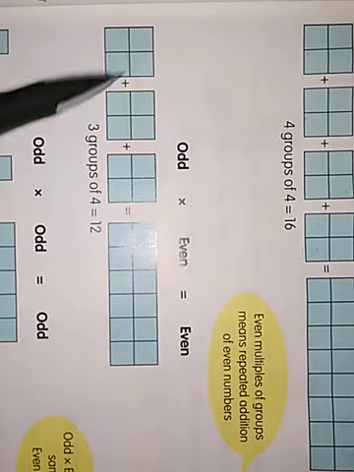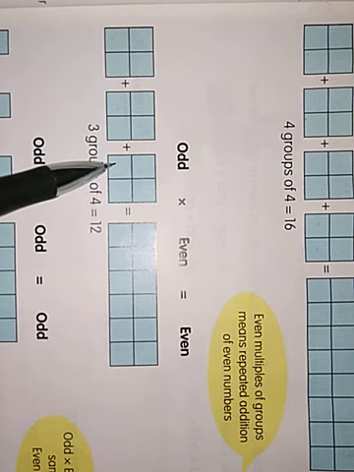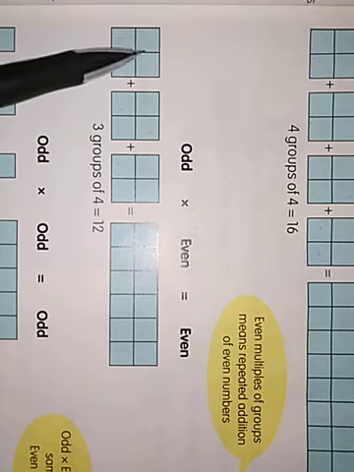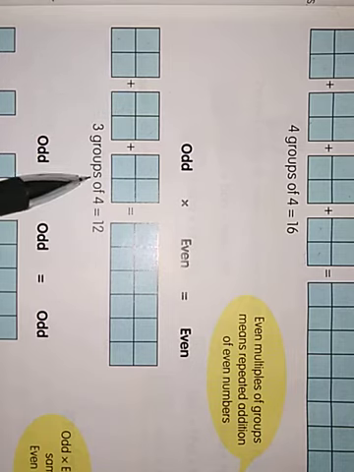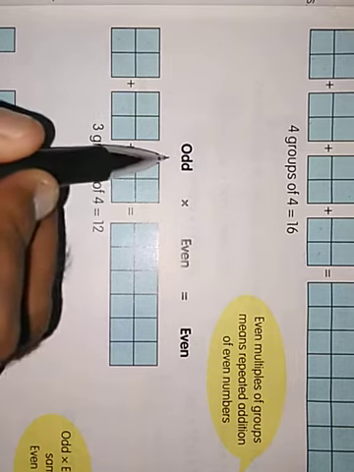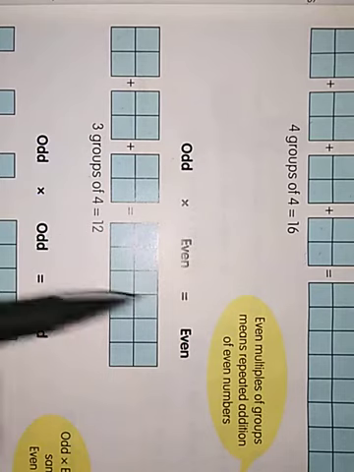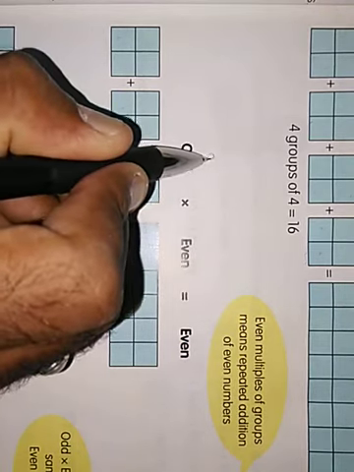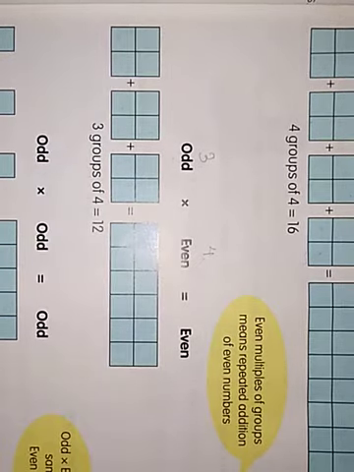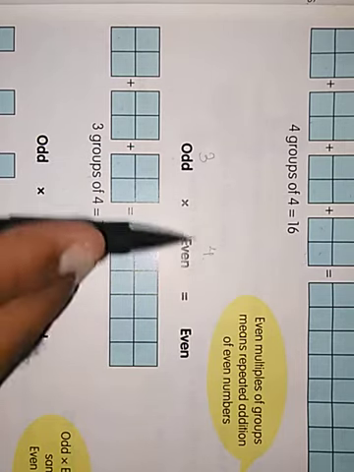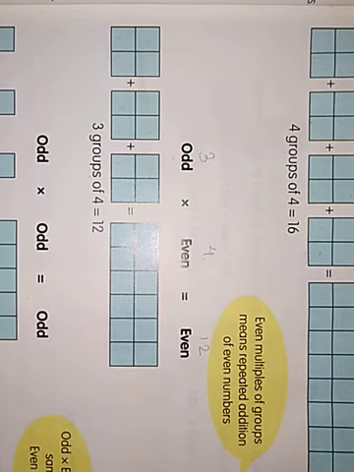Now see here. How many blocks are there? 1, 2, 3, 4, 5, 6, 7, 8, 9, 10, 11, 12. A group of 4 is done here, and there are 3 groups. So when an odd number is multiplied with an even number, that is 3, an odd number, multiplied with 4, an even number, we get the result as 4 3s are 12, which is an even number.